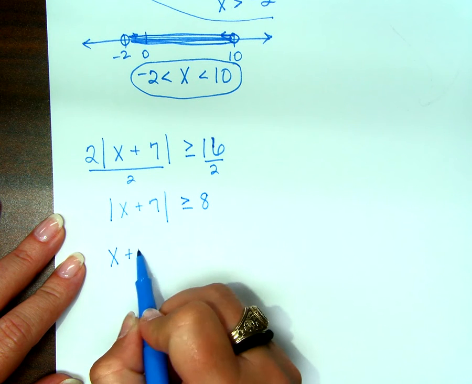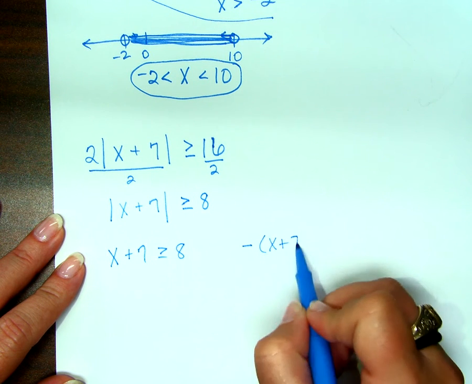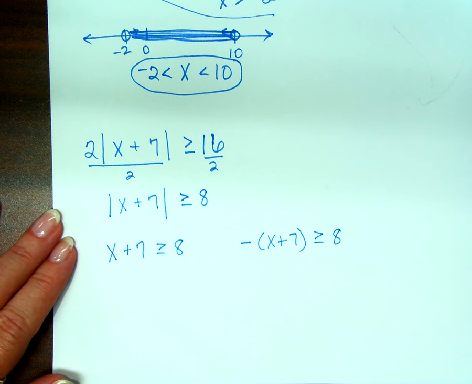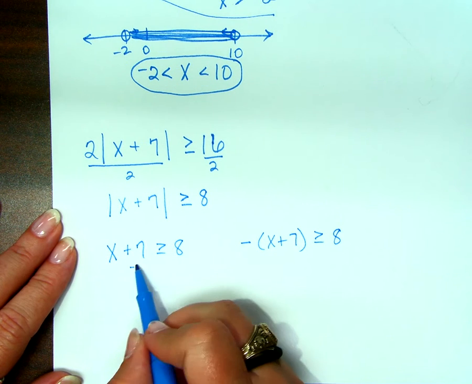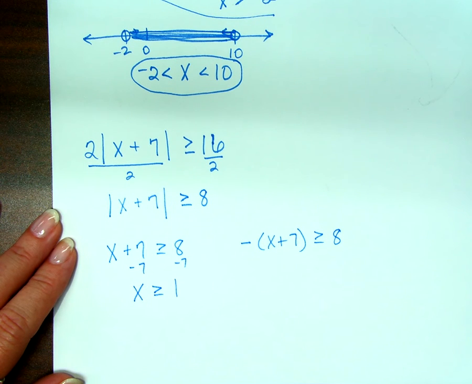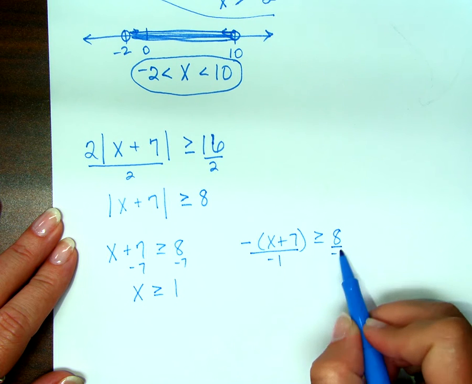So x plus 7 is greater than or equal to 8, and negative x plus 7 is greater than or equal to 8. You okay with that? Okay. So subtract 7 from both sides. X is greater than or equal to 1. Divide both sides by a negative 1.